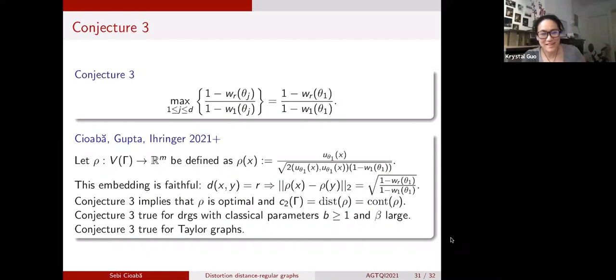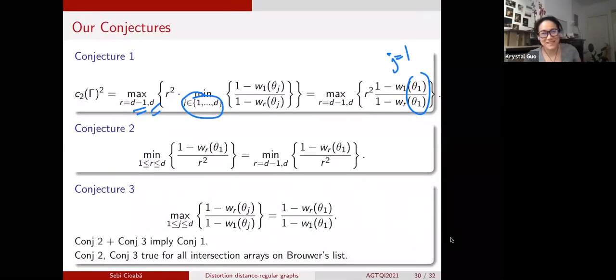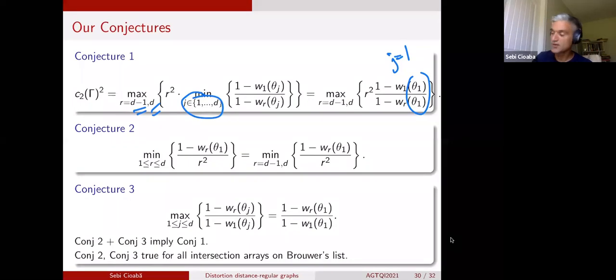Hey, Sebi, can you go back to the previous slide? Slide 30, please. Thanks. Okay, so conjecture 1, I'm a little bit confused because on the left-hand side there is some quantity squared. So this is supposed to be some non-negative number. But then on the other side, you're taking the minimum of these things. If you want, you can. This one can go in there if you want. So yeah, it doesn't matter.